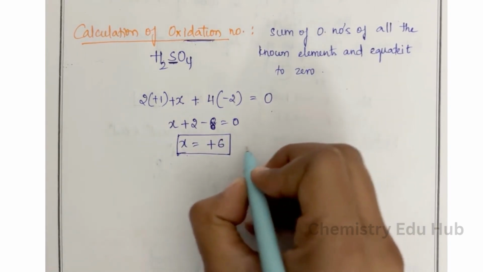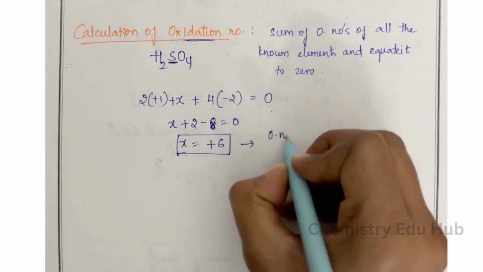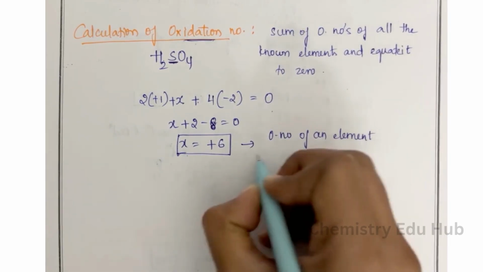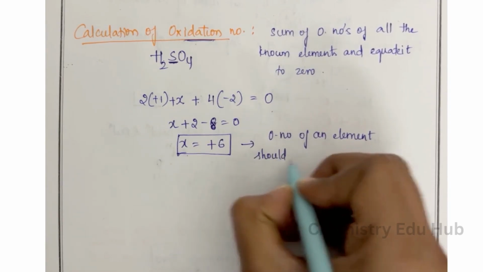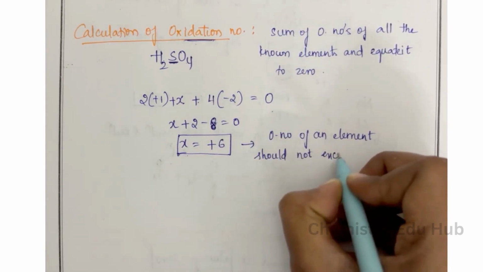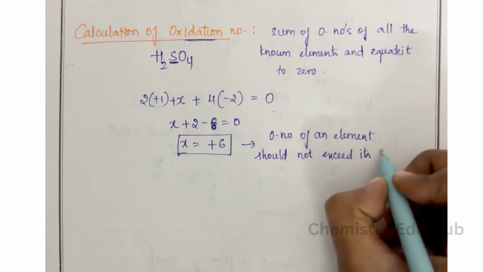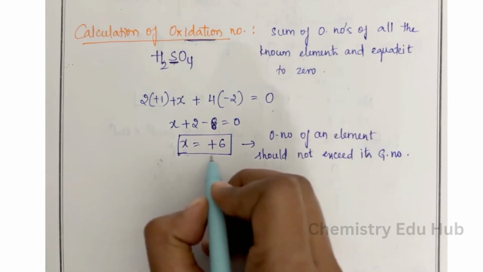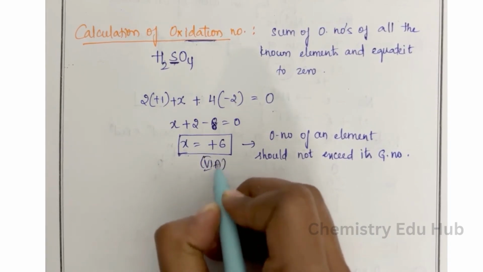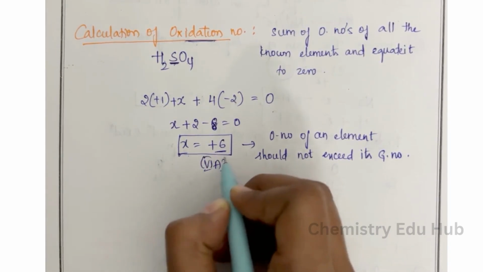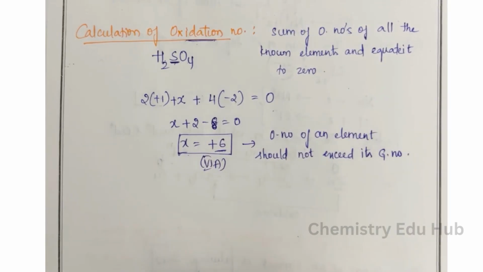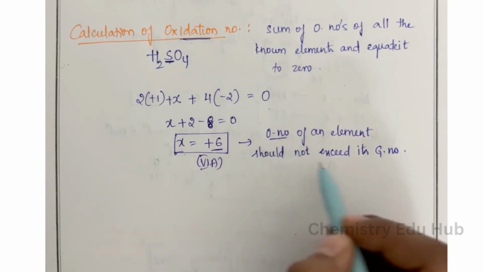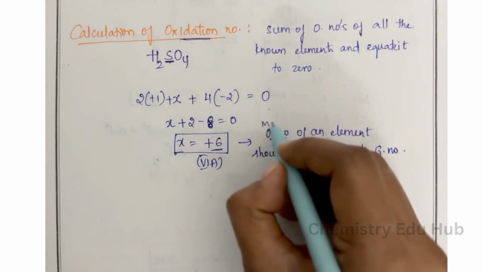Now what is the other rule? The oxidation number of an element should not exceed its group number. So sulfur belongs to the 6th group. So its maximum oxidation state is +6. It cannot have +7 or +8 like that. So the maximum oxidation number of an element should not exceed its group number.